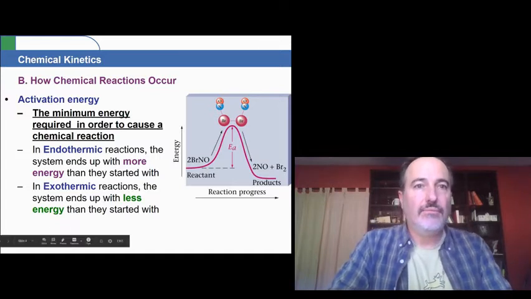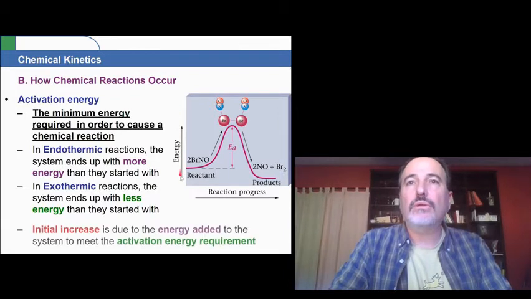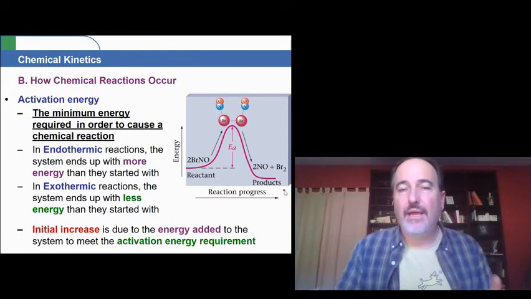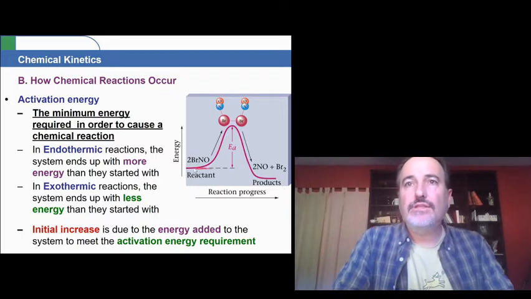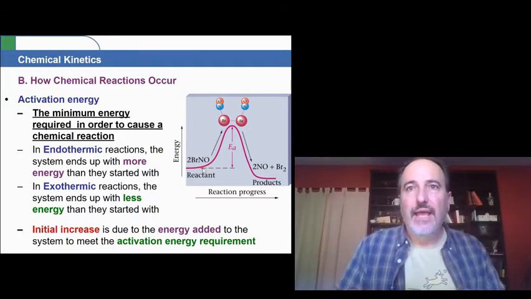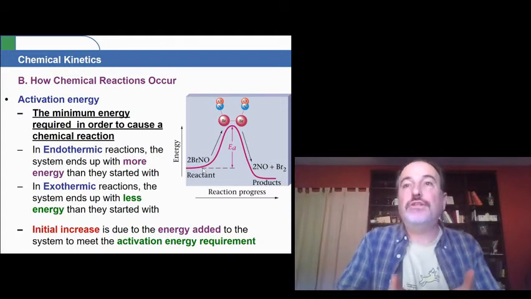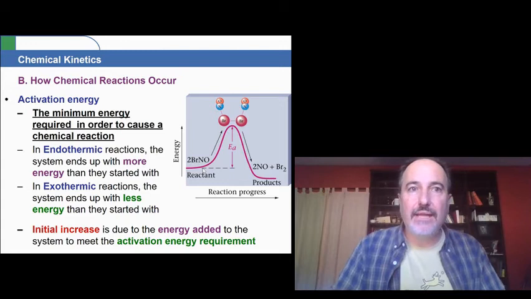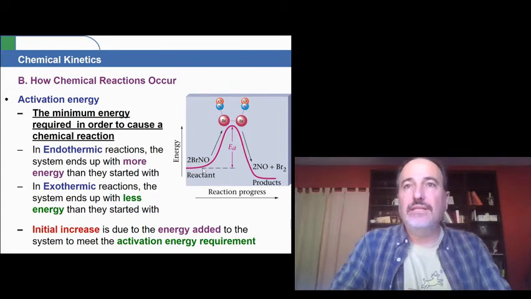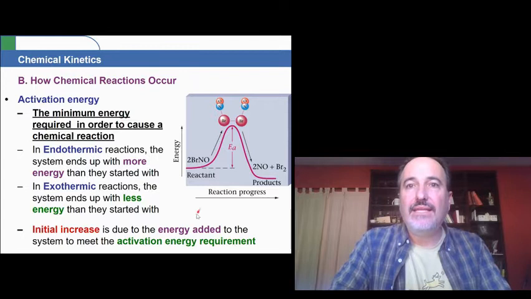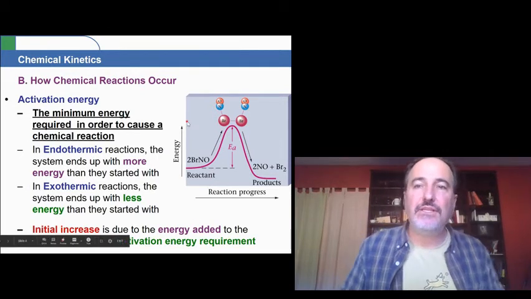Now, if you can see, let me get the pointer up here. As you can see, the y-axis represents the total amount of energy in the system. And the x-axis basically represents time as the reaction progresses. So, a system will have a certain amount of energy, whatever its baseline energy, but every reaction needs to have energy added to it in order for it to react. All right? And this initial increase going up, that is the energy added to meet the activation energy requirement.